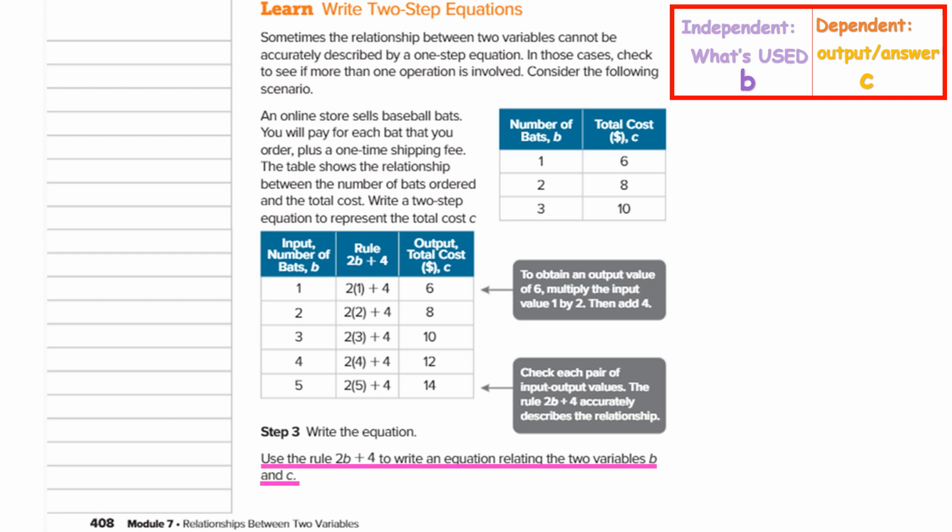Then it says to use the rule 2b plus 4 to write the equation relating the two variables b and c. Well, they're just trying to trick you there, because all you have to do is say, if I know that I have the relationship of 2b plus 4, and that has to be connected to c, and c is my output, then I just know that c is equal to 2b plus 4, right? Or I could say that 2b plus 4 is equal to c. So don't let them trick you on those types of questions, but it really comes from being able to read that information and create these charts. And that's what we're going to get ready to work through.